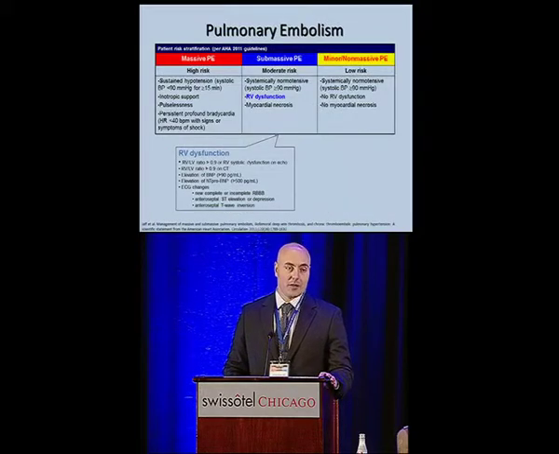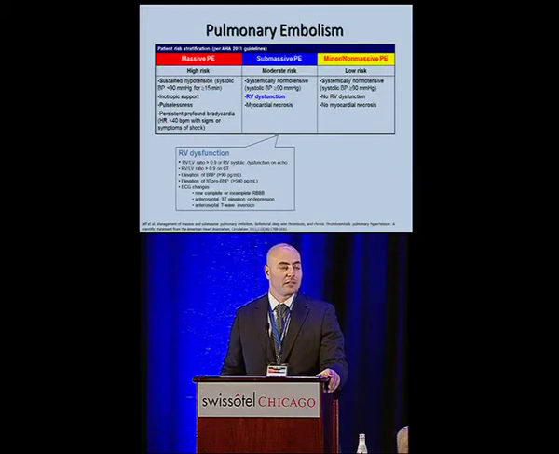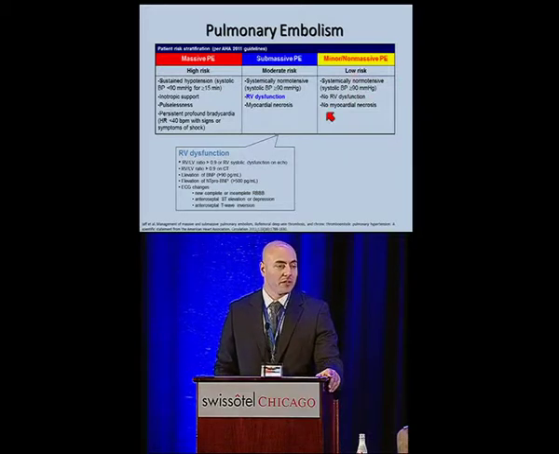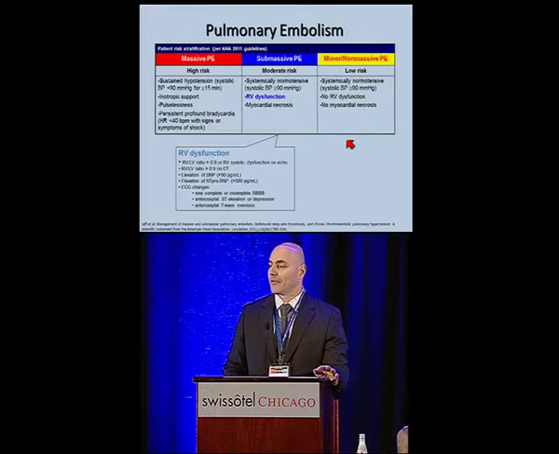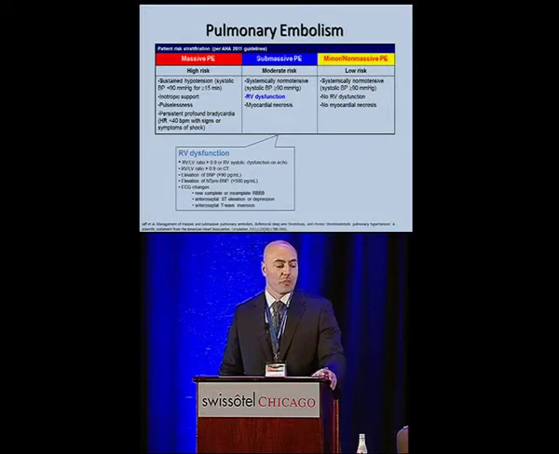We can divide PE basically into 3 categories. We have massive PE, submassive, and non-massive PE. When we're talking about non-massive minor PE, that's the majority of the PE that we deal with. And these patients have hemodynamic stability, there's no RV dysfunction, and there's no myocardial necrosis. The massive PEs, these are higher risk patients that have hemodynamic instability. They require some type of inotropic support. They're crashing. These are the coded patients. They have no pulse or very low blood pressure.